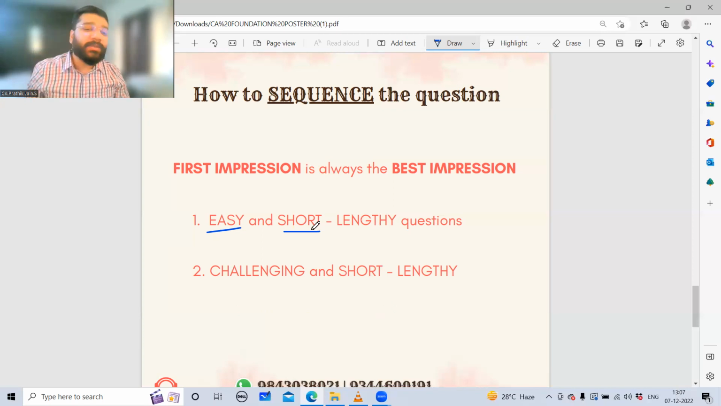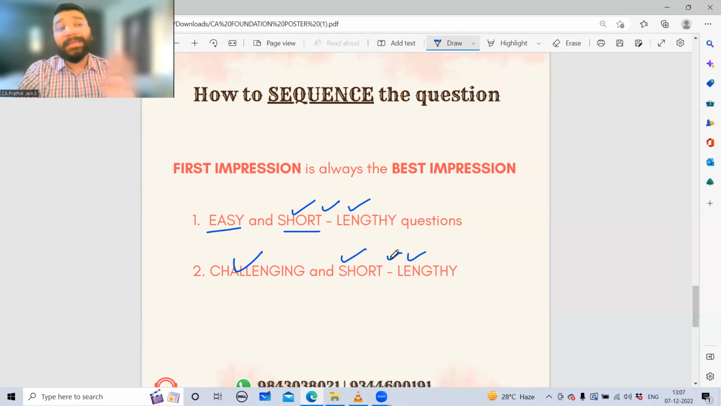So this is the sequence you have to maintain: easy questions first, and within that easy short, easy medium, easy lengthy, then you have to deal with the challenging questions. In that also, challenging short, medium, and lengthy, we have to do at the end.